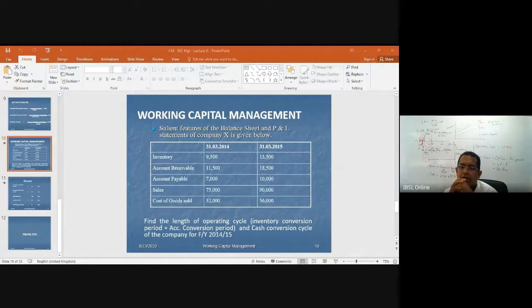No, Jayani, you don't divide the turnover. What is this 52 plus 56? So you have, this is correct, 11,500 plus 18,500 divided by 2, which is the average cost of debtors, divided by credit sales into 365. Cost of goods sold is not associated with the debtors period. Cost of goods sold is associated with your inventory and creditors.